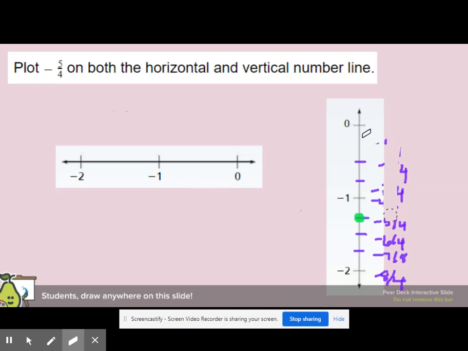Erase, erase, erase. Erase, erase, erase, erase, erase. Okay.